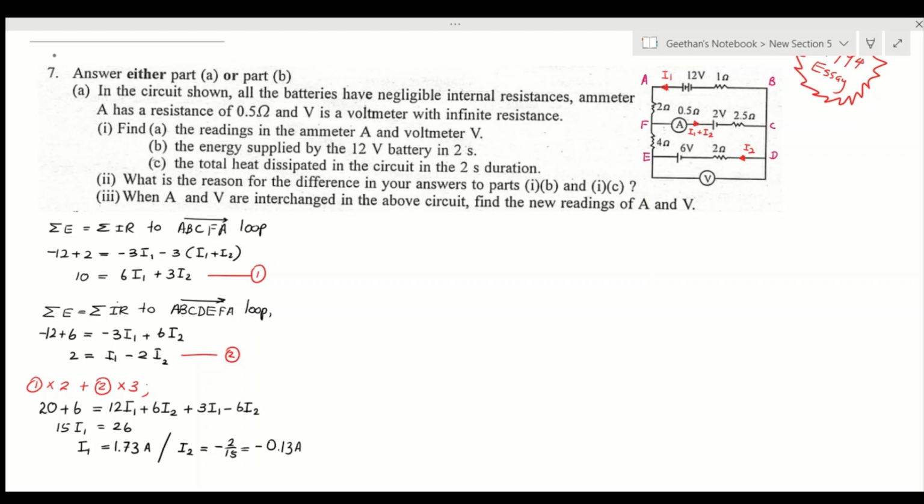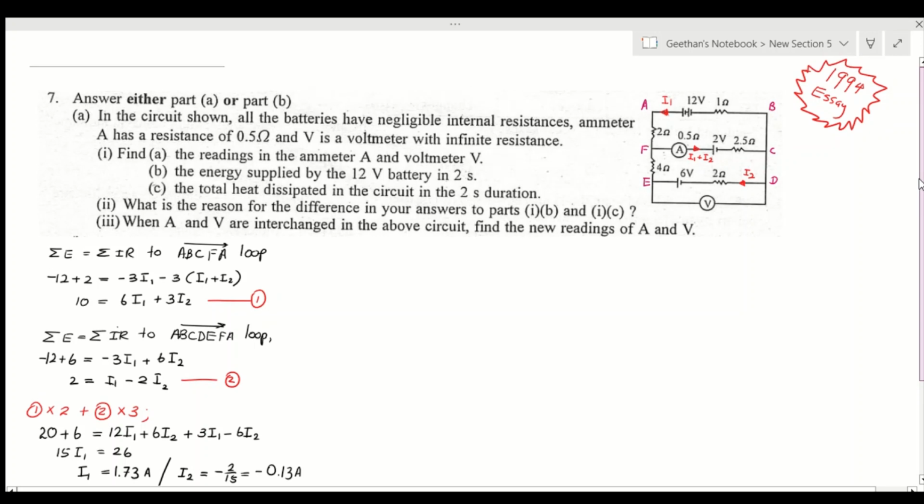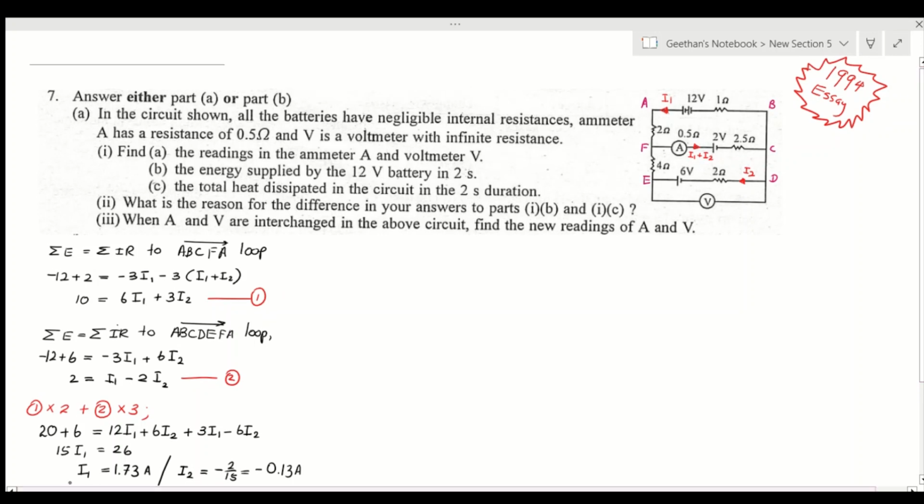So simultaneously you can solve the two equations and you can find the value for I1 as well as the value for I2. Here for I1 I get 26 over 15. For I2 I get minus 2 by 15. So the I2 direction has to change.